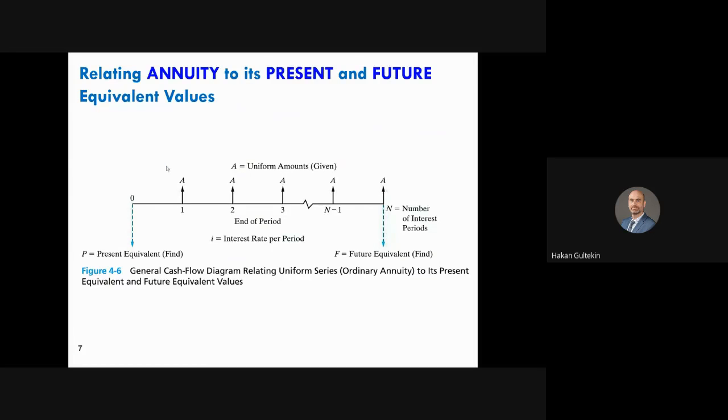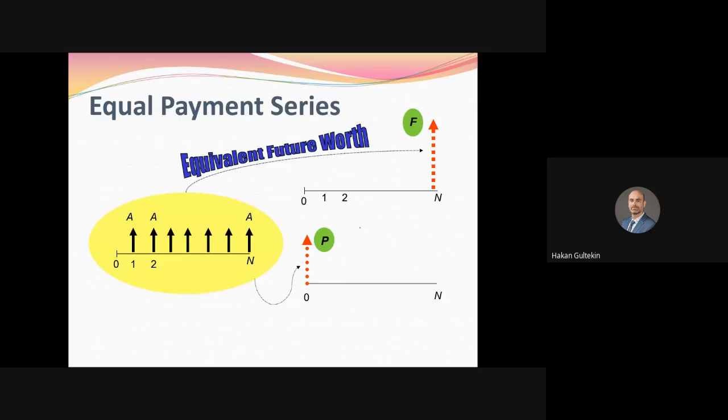Okay, now let's do some calculations and let's learn how to relate the annuity amount to its present or future value. Okay, when we say an annuity amount, we are talking about the same amount of payment for n periods without any interruption. I is the interest rate, P is the present value, F is the future value.